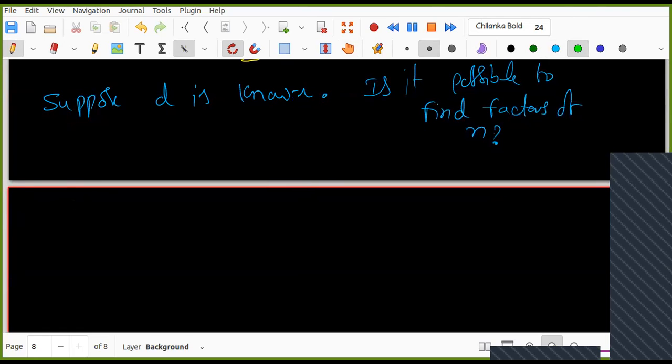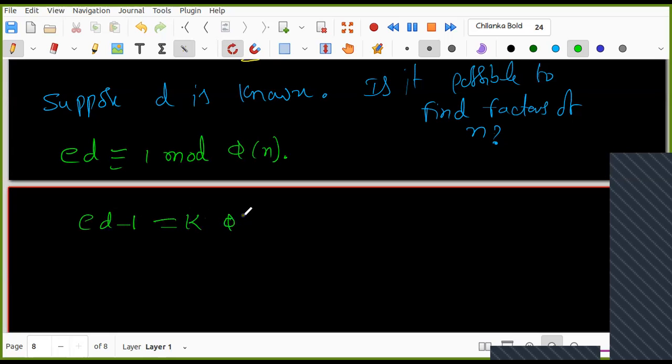Suppose that you know this part. We have one thing. Remember that ED is congruent to 1 modulo phi of n, correct? We have this with us. So from this, we can have ED minus 1 is equal to some k into phi of n. I already used it, but I'm telling one more time.